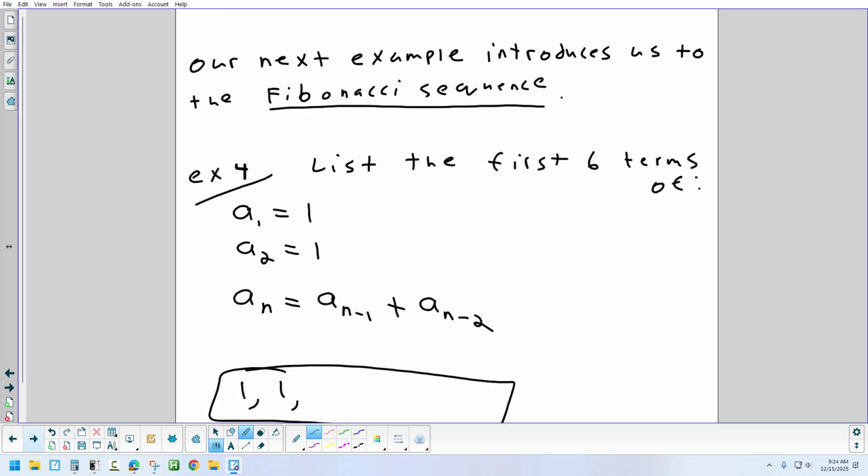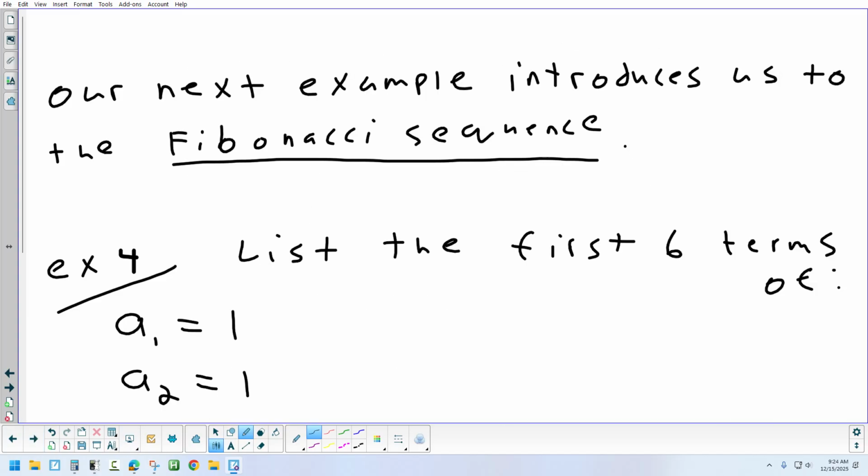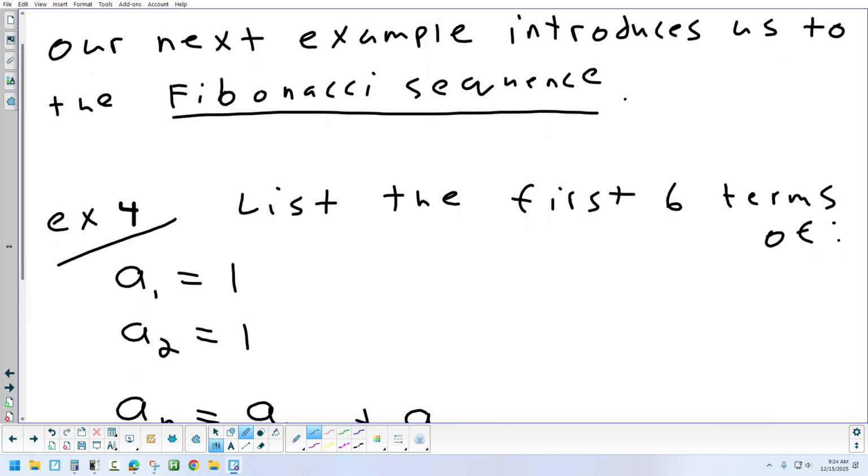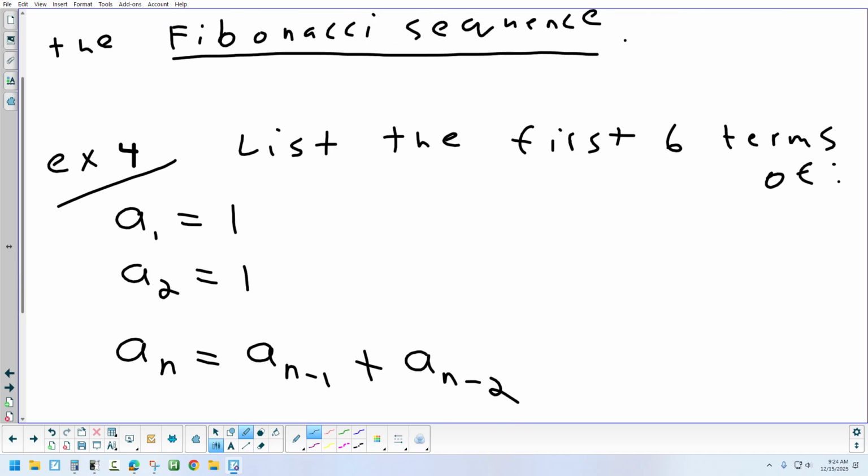Okay, let's try this one. So this is another recursive sequence. Okay, it's one that's pretty well known. It's called the Fibonacci sequence. And the Fibonacci sequence is a little bit different than the recursive ones we've done so far, because it not only depends on the term right before the one you want, it also depends on the one before that.